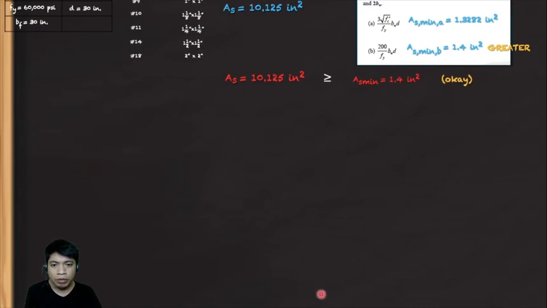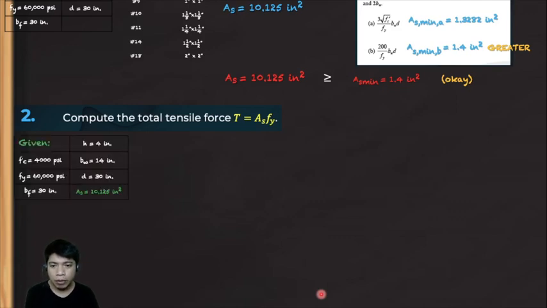So according to step 2, we have to compute for the total tensile force, which is T equals A_s F_y. I updated our list of given. A_s, I already put here, guys, the 10.125 square inches. Now we are going to compute for the tension force, and that is A_s multiplied by F_y. Of course, A_s is already computed, that is 10.125 square inches. And then F_y is already given in the problem, and that is 60,000 PSI.